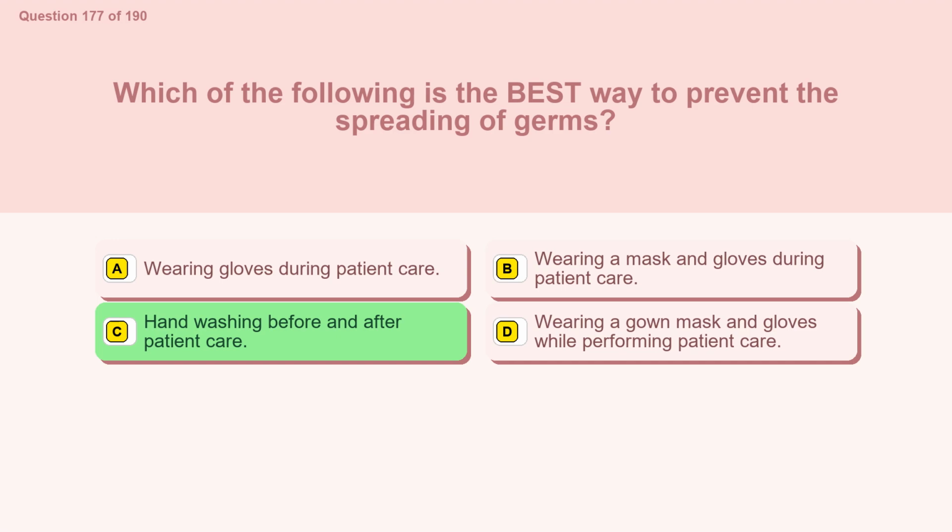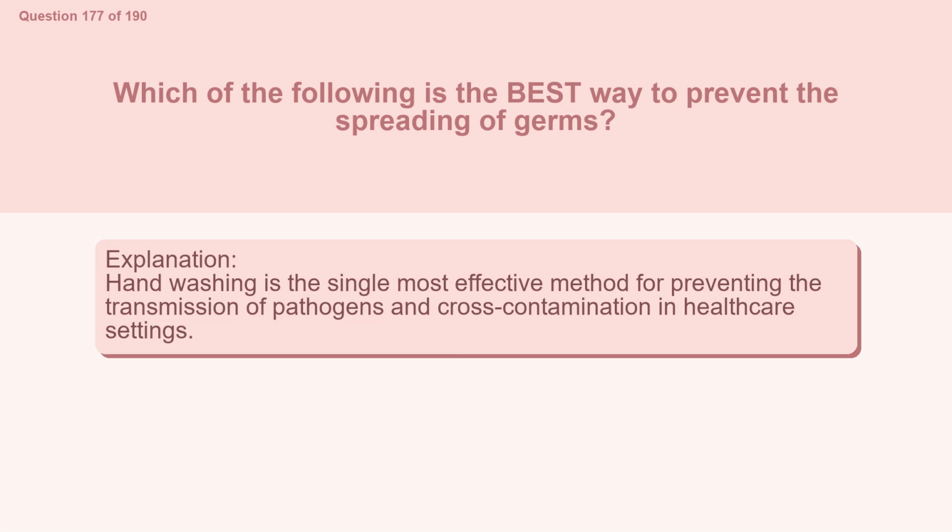The correct answer is option C. Hand washing before and after patient care. Hand washing is the single most effective method for preventing the transmission of pathogens and cross-contamination in healthcare settings.